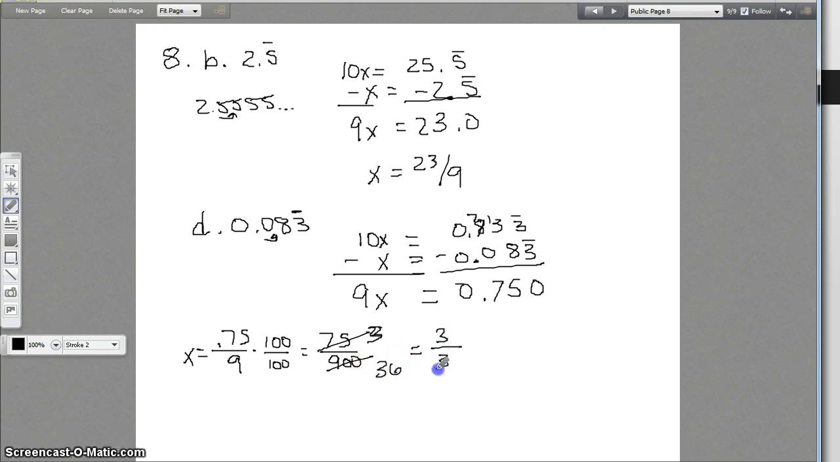Then we have 3/36. Those are both multiples of 3. So if I divide the 3 by 3, I get 1. Divide 36 by 3, I get 12. So my answer is going to be 1/12.